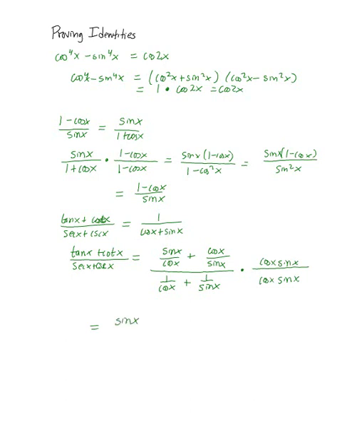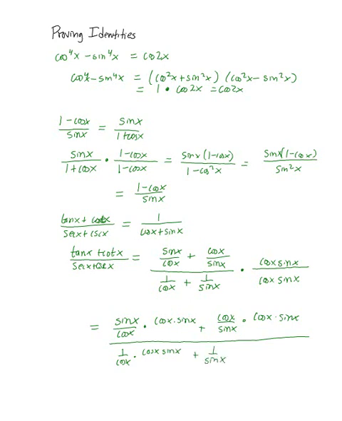So I'm going to have sine x over cosine x. And I'm going to multiply that by cosine x times sine x. Plus cosine x over sine x. And I'm going to multiply that by cosine x times sine x. And then I do the same thing on bottom. I have 1 over cosine x times cosine x sine x. Plus, finally, 1 over sine x times cosine x sine x.